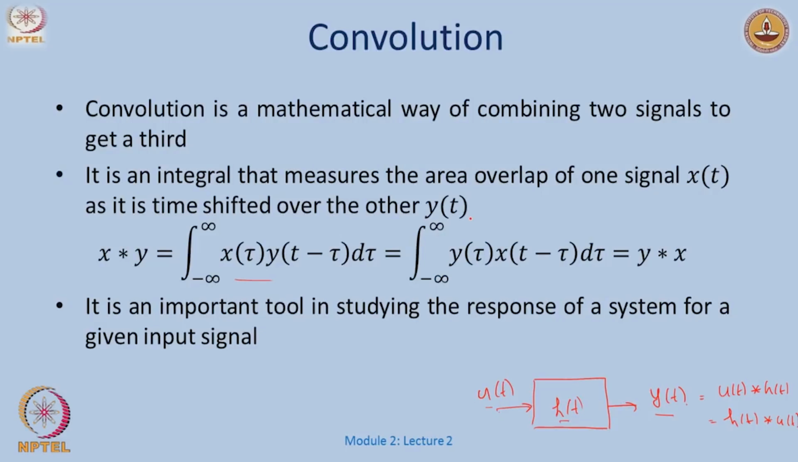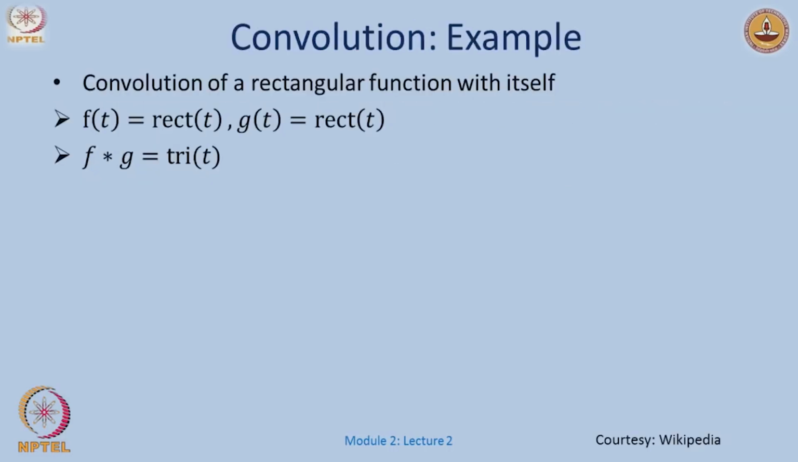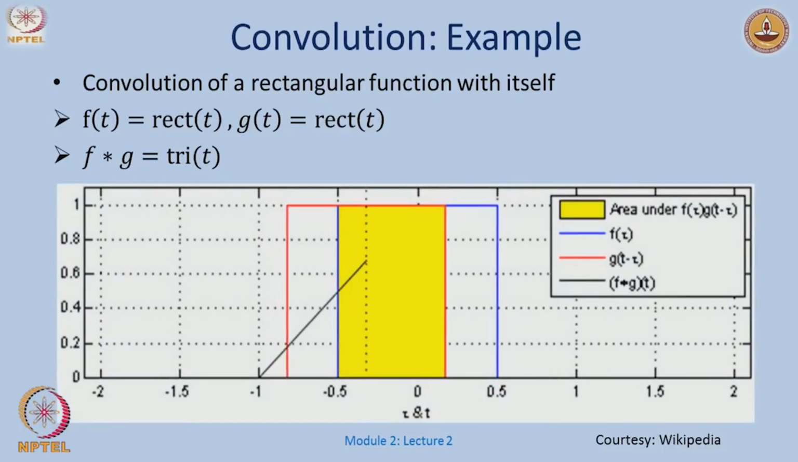And why is this important for us? Because throughout this course it is important for us to study the response of a system. The response is y of t, the system is h of t, for a given input signal. So, this is not simply multiplication where u of t times h of t gives me y of t, it is a little more complicated than that. Okay. So, let us see, I have a rectangular function and g of t is also a rectangular function, and we see how the convolution of these two gives me a triangular signal.